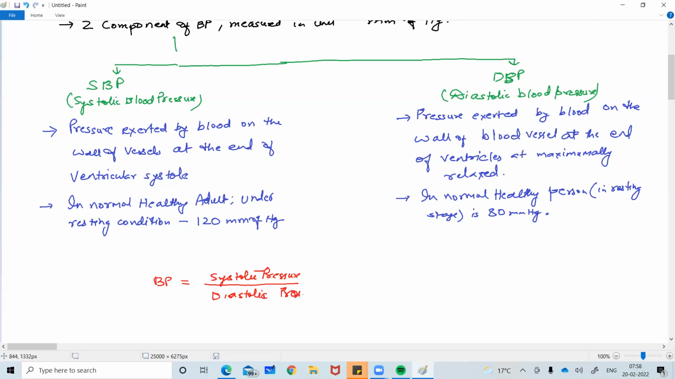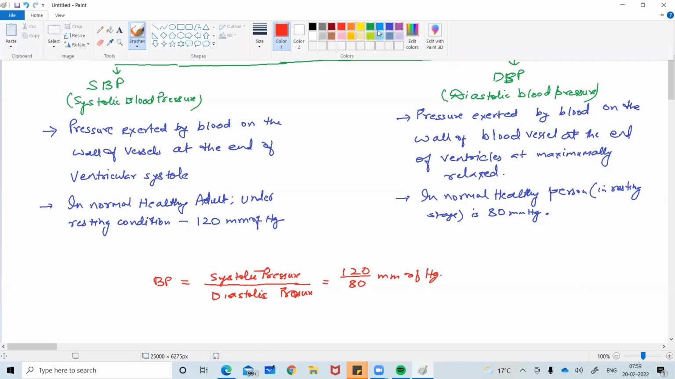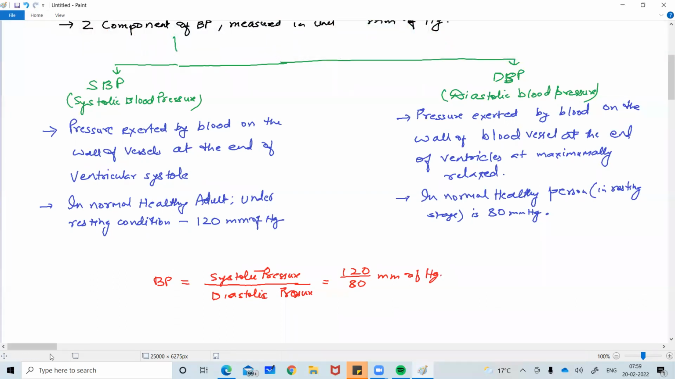Diastolic pressure, which is around 120 by 80 mm of Hg. This is the normal value. Any idea what blood pressure a newly born baby has? Any idea? Any guess?